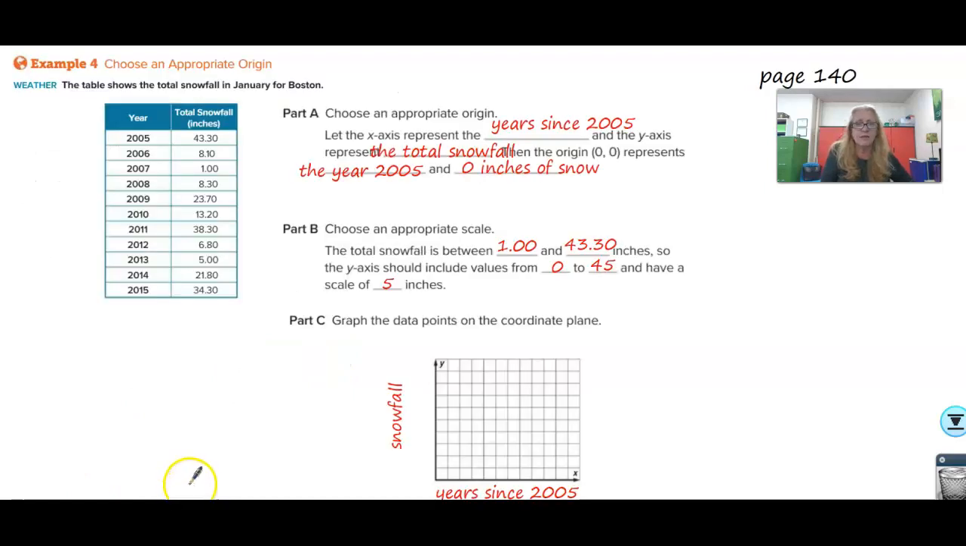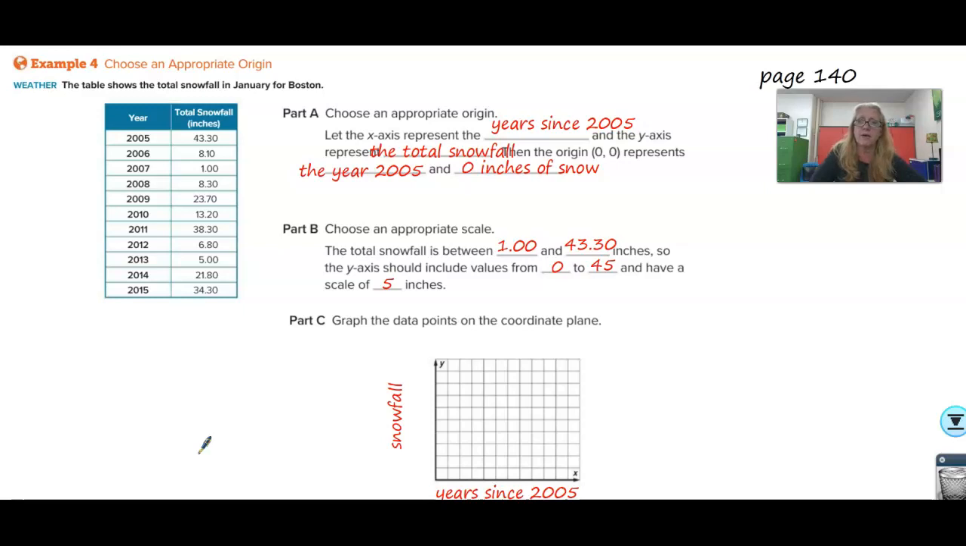Are you having fun? Well, if you haven't had fun yet, this one's super fun. Okay. Choose an appropriate origin. Let the x-axis represent the years since 2005. See, because this chart starts at 2005 and goes up, we don't want to start at the beginning of time. We just want to start where the chart starts, okay? So 2005 is going to be the origin. And the y-axis represents the total snowfall in Boston.